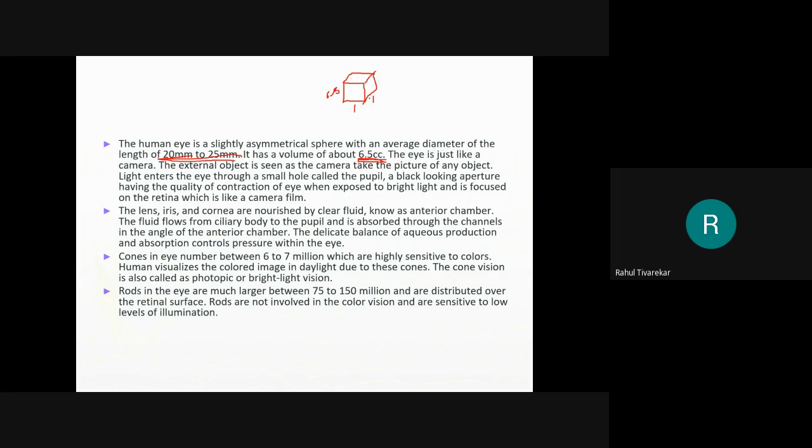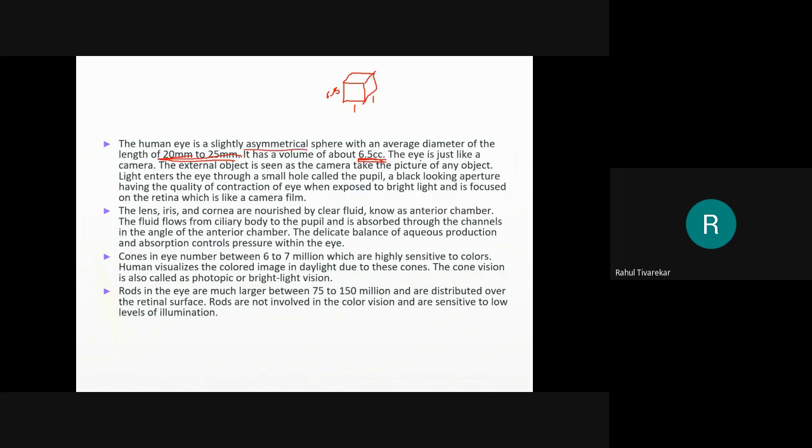What volume will this box have? It has a 6.5 centimeter height, 1 centimeter width, and 1 centimeter breadth. So the volume of this box will be 6.5 centimeter cube. The same amount of volume our eye will have, but the shape is not a box, it is spherical, but it is an asymmetrical sphere.